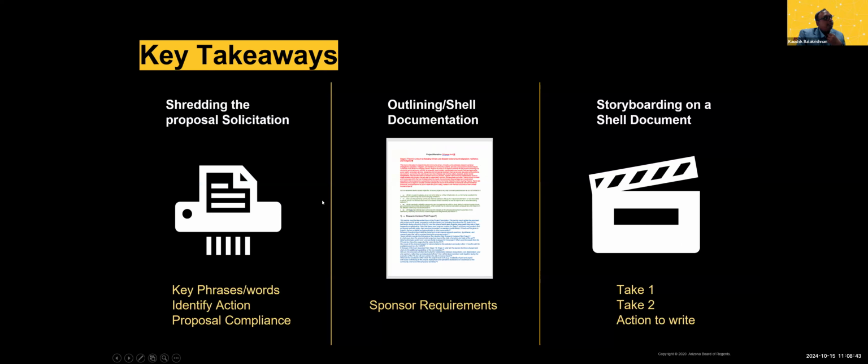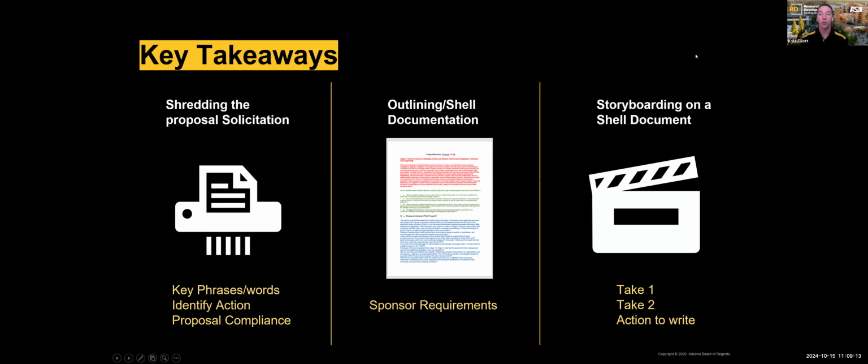Kyle. So again, just reviewing the key takeaways because we're going to go through this fairly quickly and do some live demos for you. The first step that you want to complete is shredding the proposal solicitation. So that's pulling out key phrases and words, pulling out eligibility requirements, deadlines, identifying actions, and overall proposal compliance. So what are all the documents you will need to gather to make a successful submission to this program?